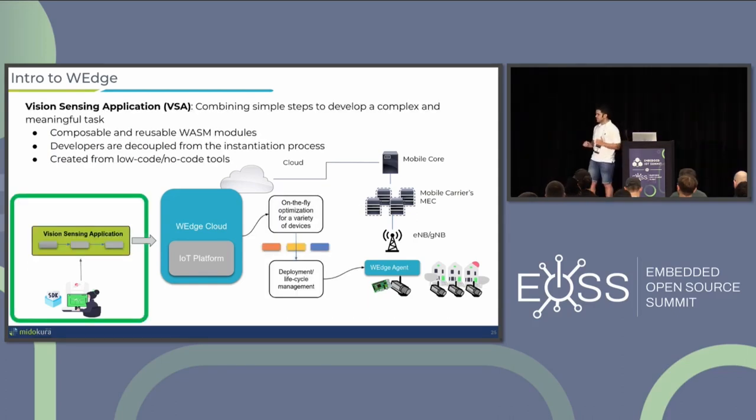So in this part, what the solution developer is doing is using what we call a vision sensing application. That is the combination of simple steps to create a more complex and meaningful task. Okay. As I said, we aim for composable and reusable Wasm modules. The developer is agnostic of which device it will run on. The only thing that is implicit is the interfaces that you need, that are imported from WASI. And then we aim to create from low code, no code. Okay. We want to promote using a UI so that basically you put the nodes or the modules in your application by using it instead of doing the coding.